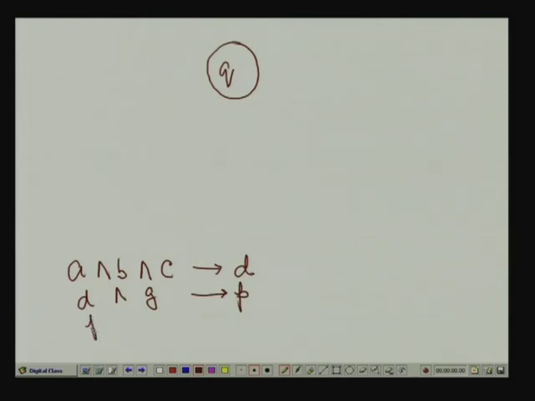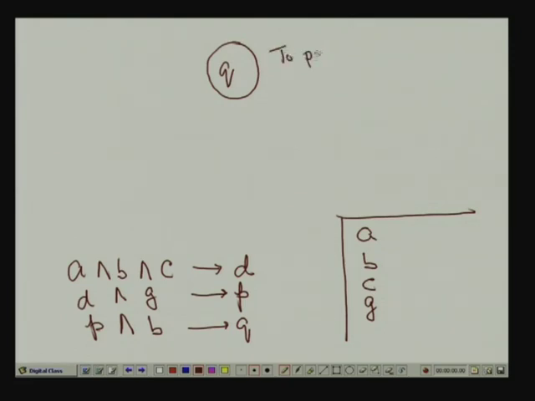Say, my objective is to prove Q, and what were my rules? If I recollect properly, A and B and C generated D, D and G generated P, and P and B generated Q, and my fact base was having A, B, C, G initially. But here I look at the problem in a different way. My objective is to prove Q.